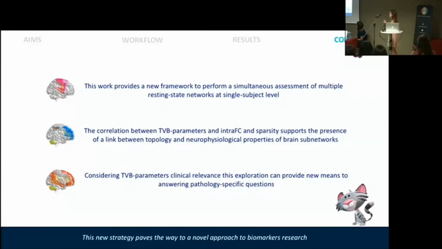And finally, considering that TVB parameters have a clinical relevance, this exploration can provide new means to answer pathology-specific questions. So this is a new strategy which paves the way to a novel approach to biomarkers research.